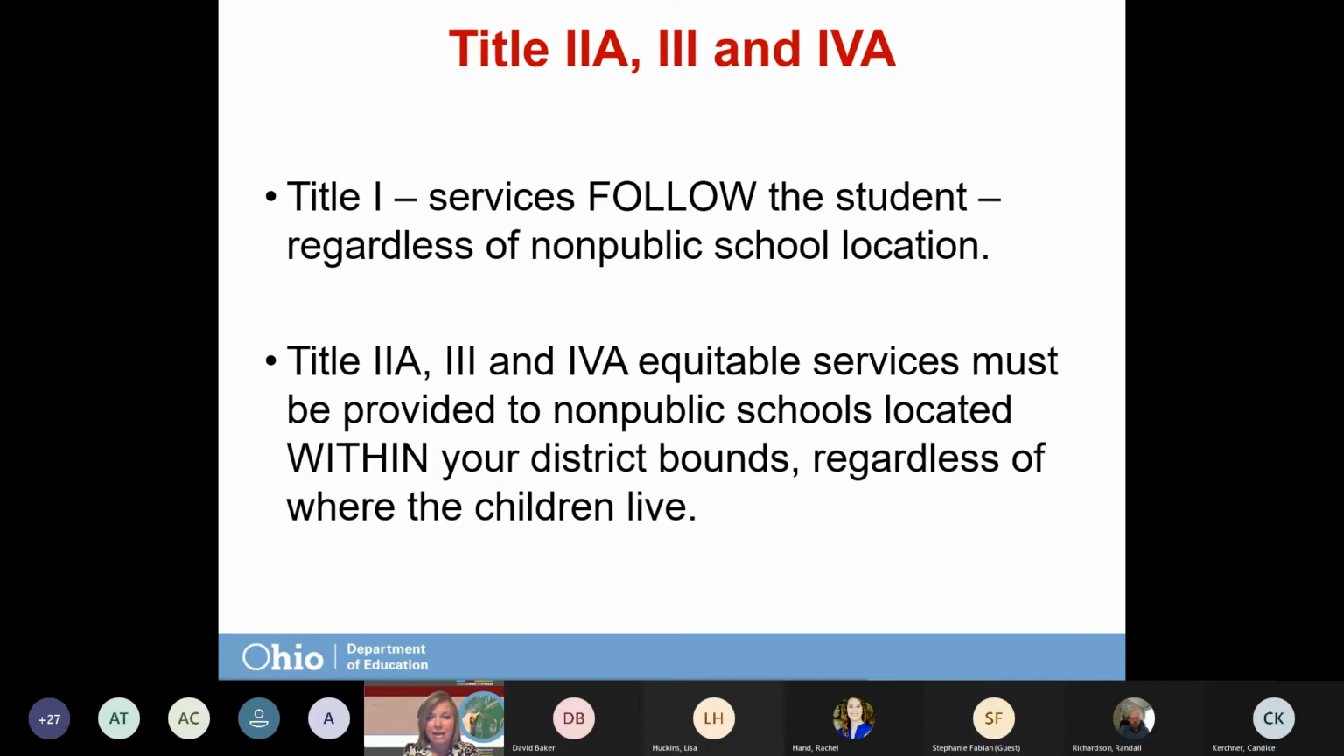Title IIA, Title III, and Title IV equitable services must be provided to the non-public schools located within your bounds, regardless of where the children live. So it's two very different situations. You may be a district that doesn't have any non-public schools located in your bounds, so you're not obligated to provide 2, 3, or 4, but you still may have Title I that will follow those children outside of your district.